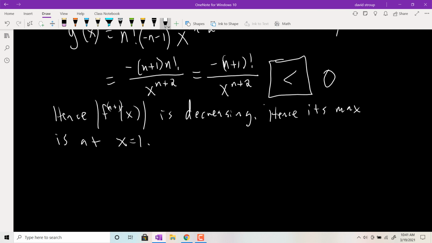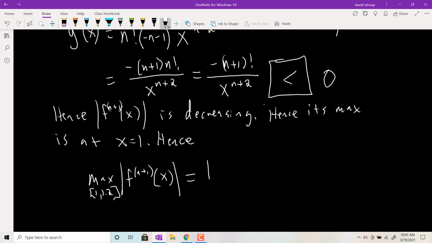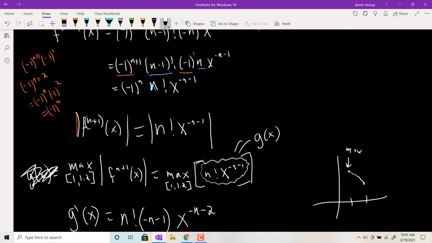Okay. Hence, the max of the absolute value of the n plus first derivative of x over the interval from 1 to 1.2 is going to equal this thing evaluated at 1, the absolute value of n plus 1 of 1. So let's go upstairs and look at what that thing was. It's this thing. If you plug 1 into that, you just get n factorial.